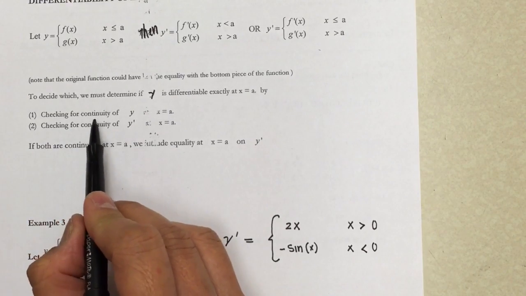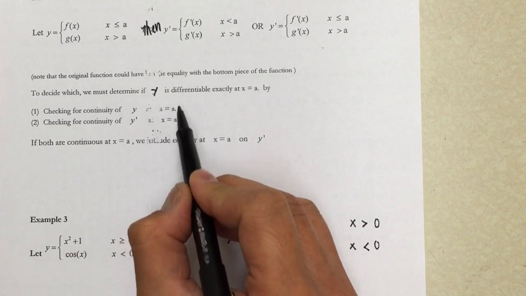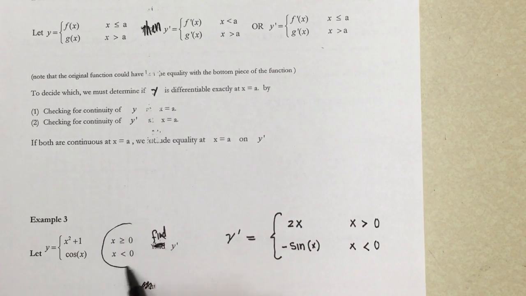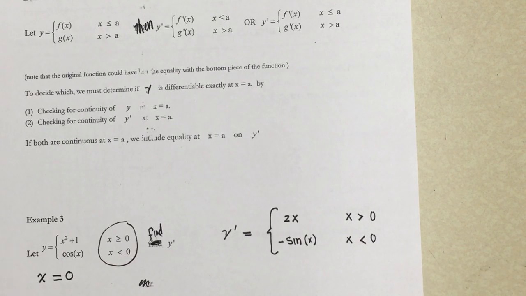Check for continuity of the original function at x equals a. Our a here is just where the boundary is. So we're checking for continuity at x equals 0. What does that mean? Well, if I were to plug 0 into the first piece, does that equal the same value as plugging 0 into the second piece?